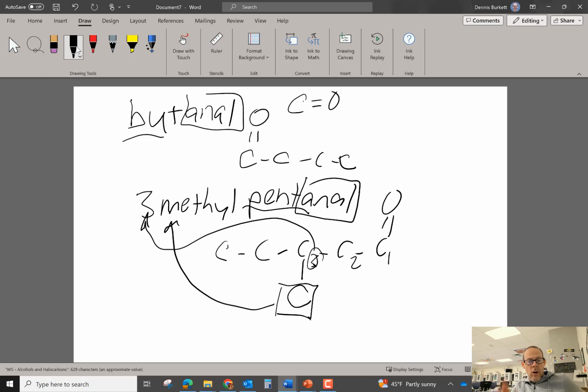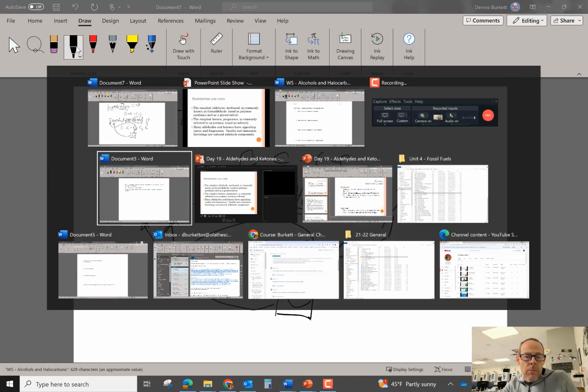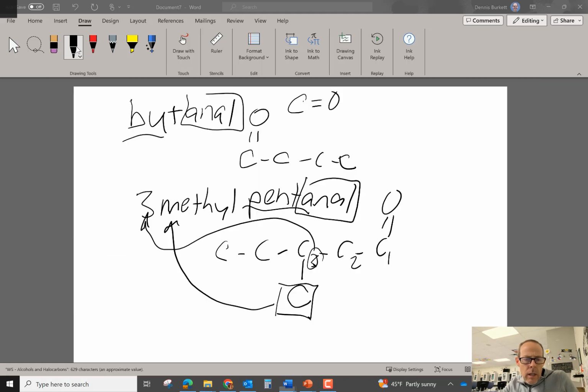Okay, so homework is on aldehydes and ketones. As you can see, quite a bit of fun. So, don't pass out the homework yet. I'm going to talk about tomorrow's quiz real quick.